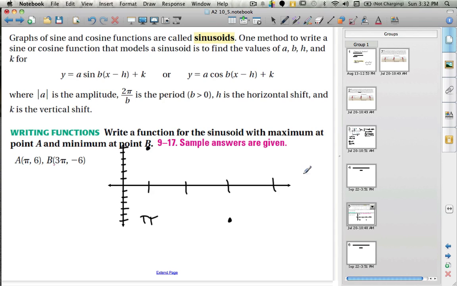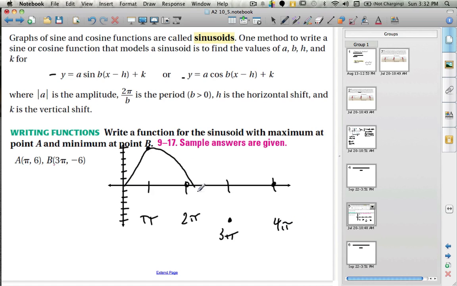This doesn't look like it's been translated necessarily. I could write it as a translated version, so actually I'm going to go ahead and do this. I'm going to write it as a sine function, and then I'm going to write it as a cosine function. If I write it as a sine function, you can see by putting in these extra points, pi, 2 pi, 3 pi, 4 pi.